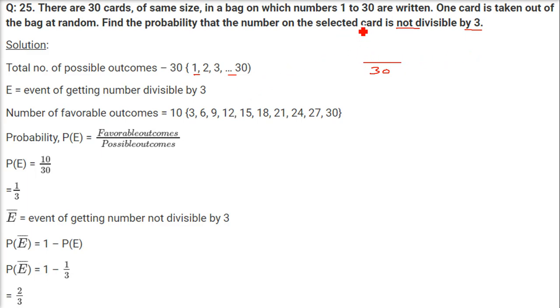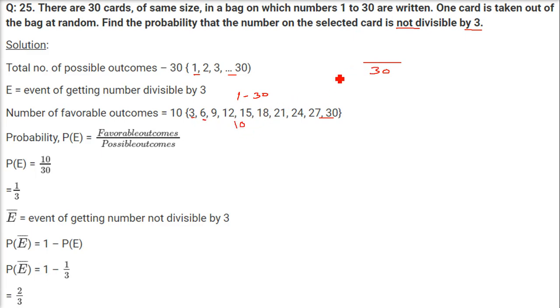Let us just read the table of 3. 3 ones are 3, 3 twos are 6, like this up till 30. This has to be between 1 and 30, so these are the numbers only between 1 and 30. Now all these numbers, how many are there? You just have to count. So these are 10 numbers.